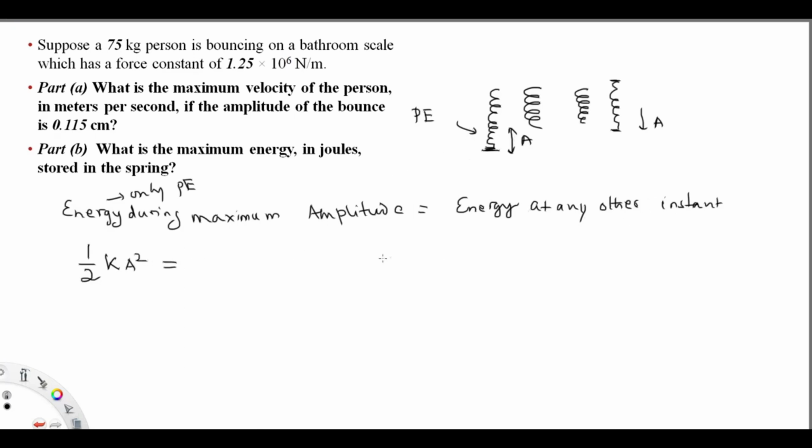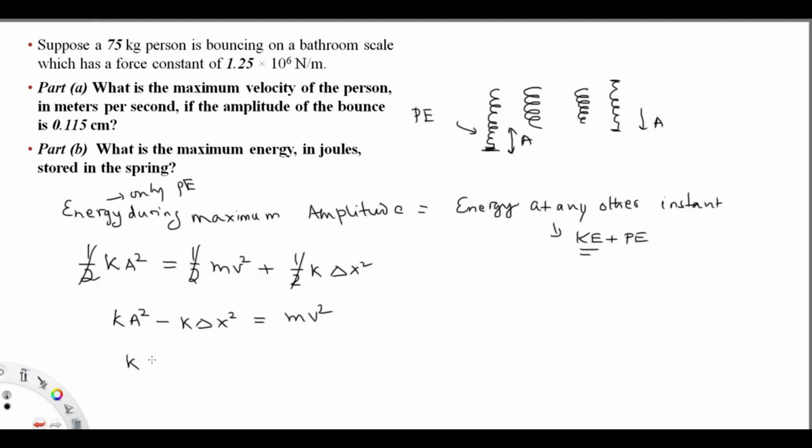And at other instances it's the combination of kinetic energy and potential energy. Okay. Now kinetic energy is 1/2 mv squared and potential energy is 1/2 k delta x squared. Okay. So we can cancel half and half. So we want to find V, so let's write this equation in terms of V. So we have K A squared here, take this to the left, so that would be K delta x squared, that is equal to m v squared.